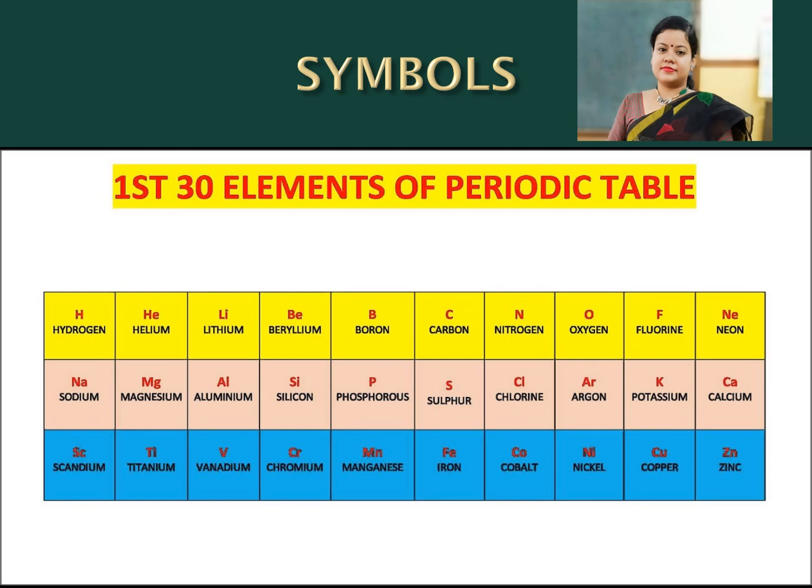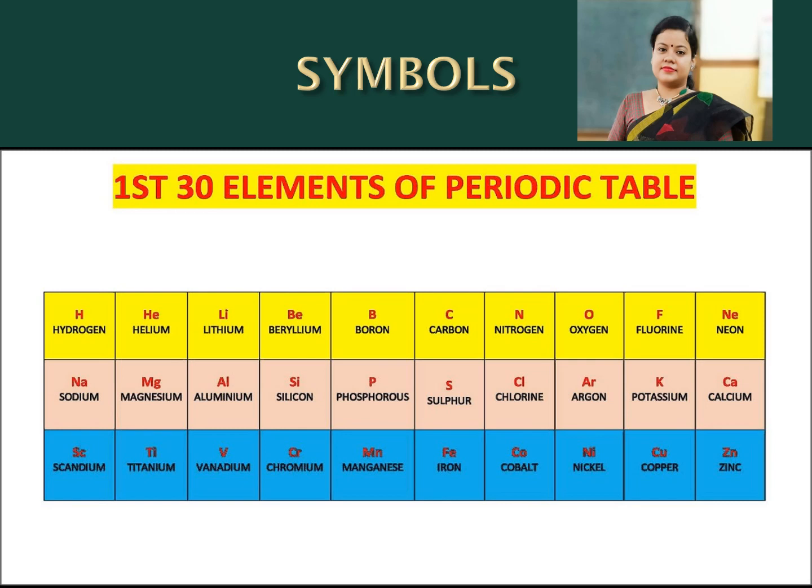Lithium Li, beryllium Be, boron B, carbon C, nitrogen N, oxygen O, fluorine F, neon Ne, sodium, that is Na from its Latin name natrium, magnesium Mg, aluminium Al, silicon Si, phosphorus P, sulfur S, chlorine Cl, argon Ar, potassium K, calcium Ca, scandium Sc, titanium Ti, vanadium V, chromium Cr, manganese Mn, iron from its Latin name ferrum Fe, cobalt Co, nickel Ni, copper Cu from its Latin name cuprum, and zinc Zn.